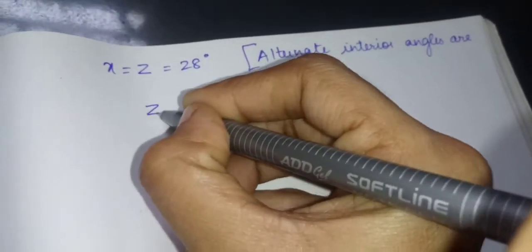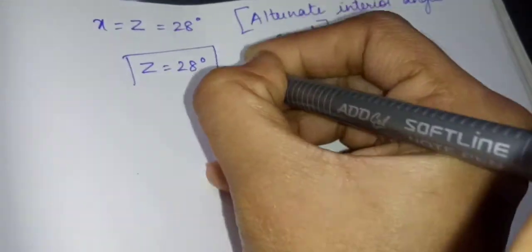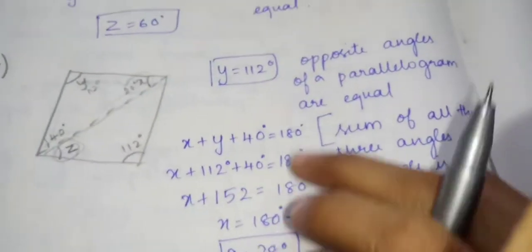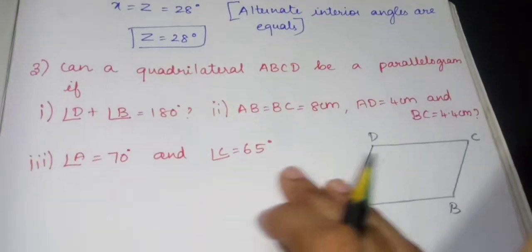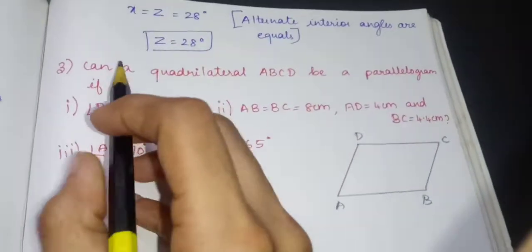Next, what is the z value now? 28 degree. So we have found the value of x, y and z. Understood? Next is your third question. Okay, what is the third question, children?